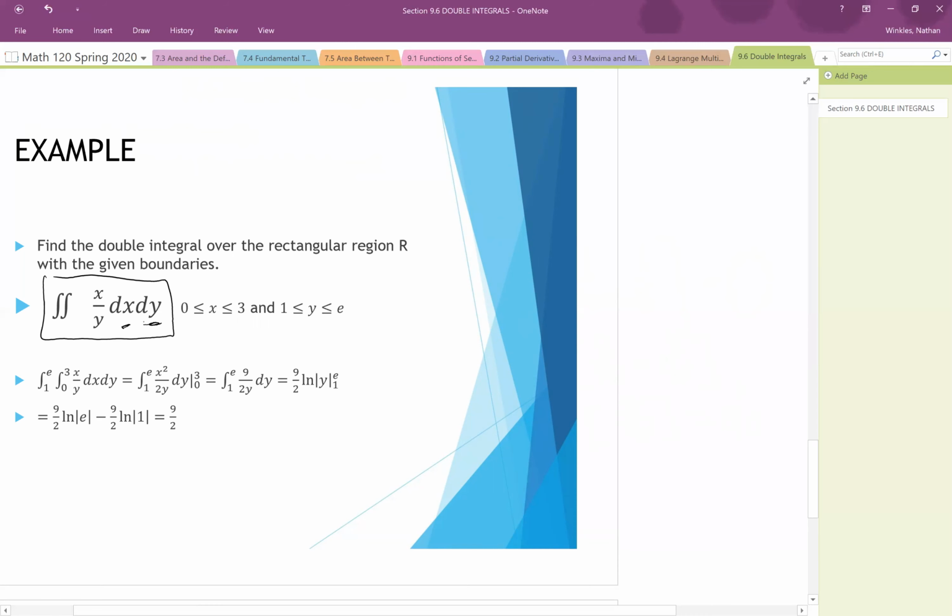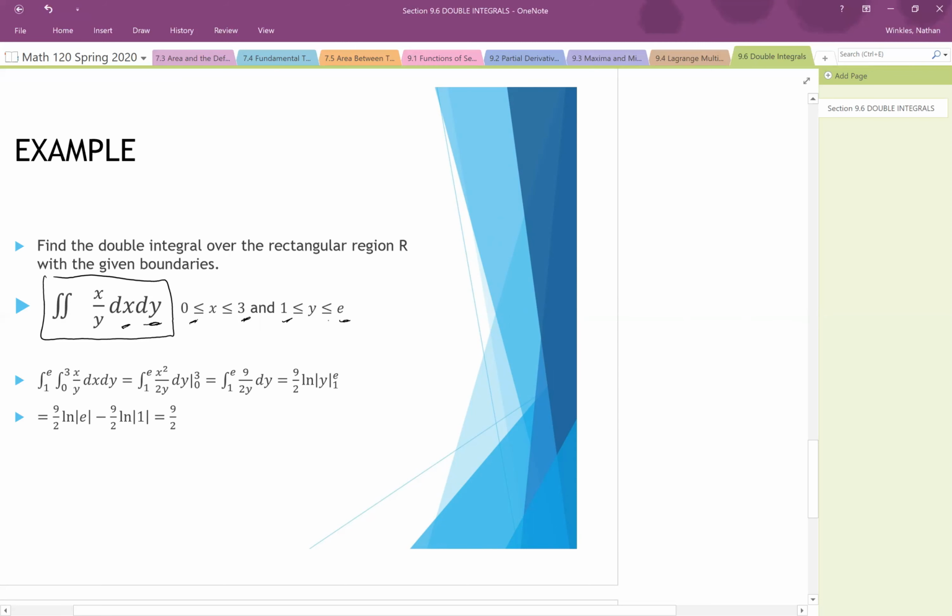No. As long as our limits here, 0, 3, 1, and e, as long as none of those are variables, we can switch order of integration and it does not matter. Just like when we did partial derivatives, f sub xy should always equal f sub yx. Same exact theory here with antiderivatives or integrals, as long as you don't have variables.